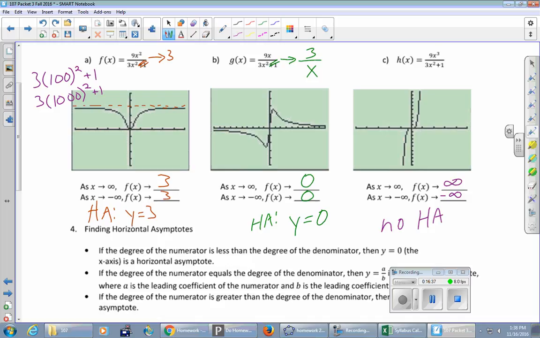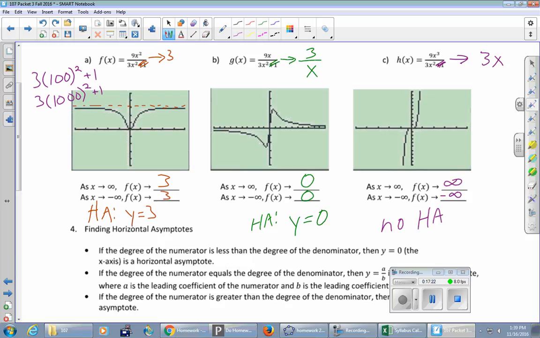Same game over here. We're going to disregard the plus 1 and cancel. What do we get? 3x. Right, 1x cancels, and there's 1 left over on top. X is going to be really big. 3 times 100, 3 times 1,000, 3 times 1,000,000. What's happening to those numbers? They're going to infinity. 300, 3,000, 3,000,000. So on the one side, we're going to infinity. And if you plug in negative 100 for x, or negative 1,000, or negative 1,000,000, you're going to negative infinity. So no horizontal asymptotes.